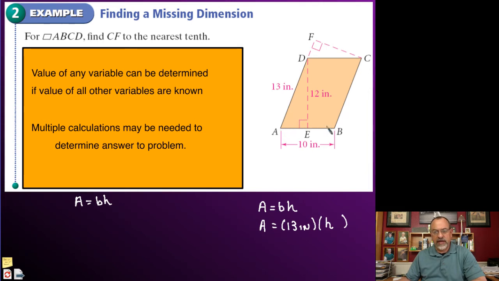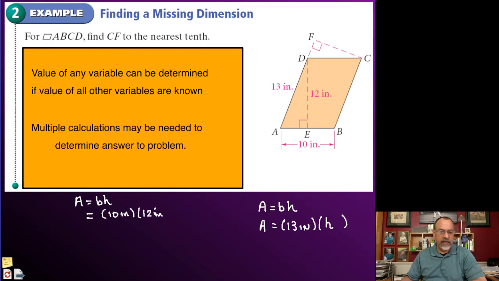Now, as I look at the diagram, I notice that AB, which is 10, is perpendicular to this value here, DE, which is 12. So I can use these two values to calculate the A, which is the number that I'll need over here. So I'm going to go ahead and substitute those in. So I have a base of 10 inches times a height of 12 inches.